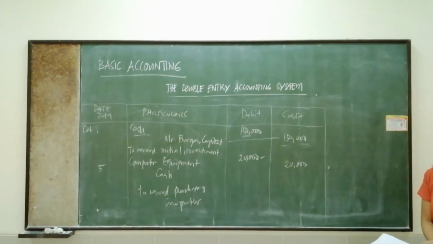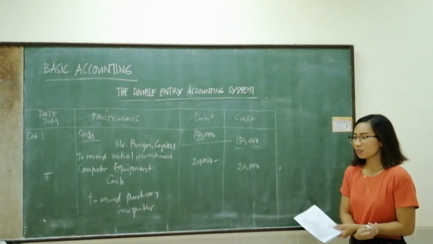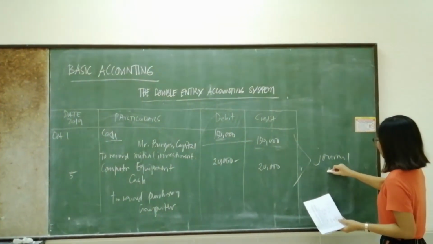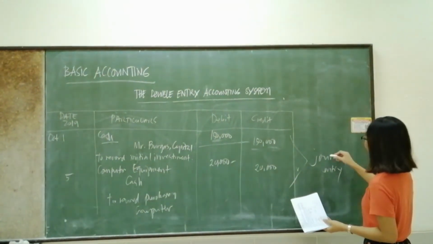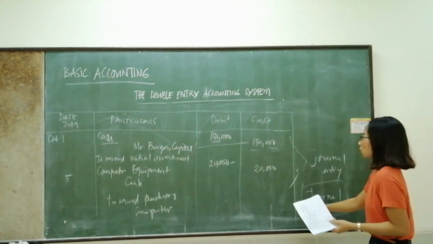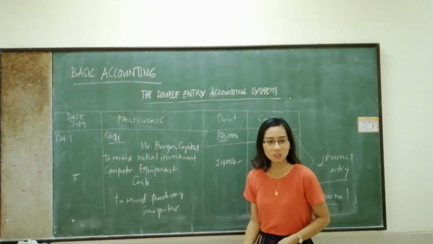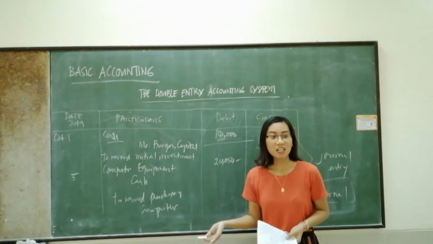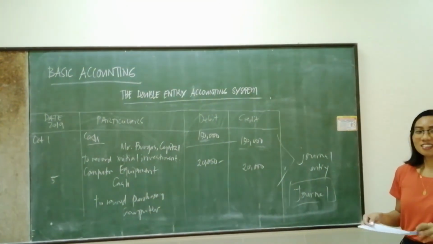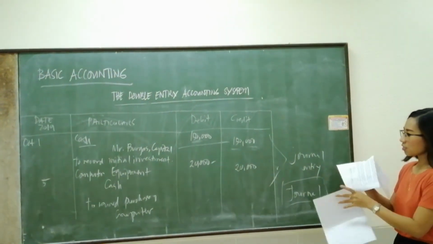Any questions from recording transactions in a journal? So this is called a journal entry, recorded in a journal. So this is what you call journal. And what is recorded in the journal? Journal entries. Alright. Next, let's go to the next transaction.